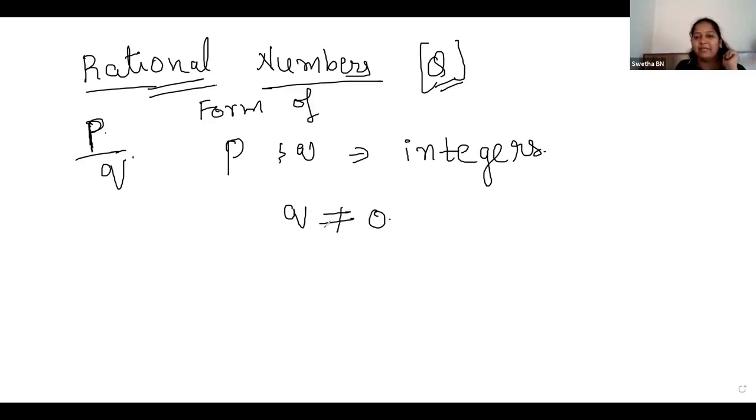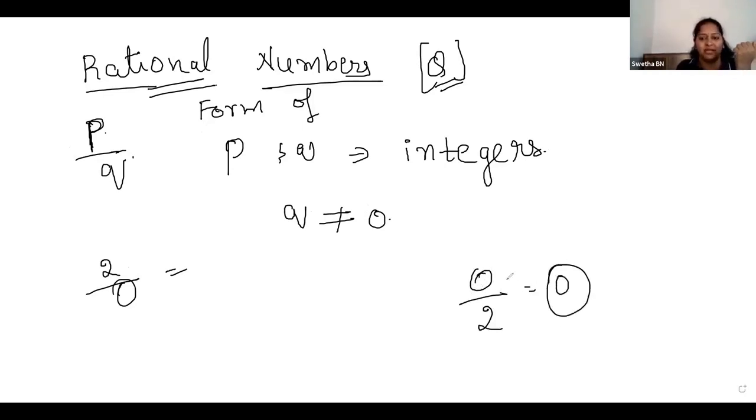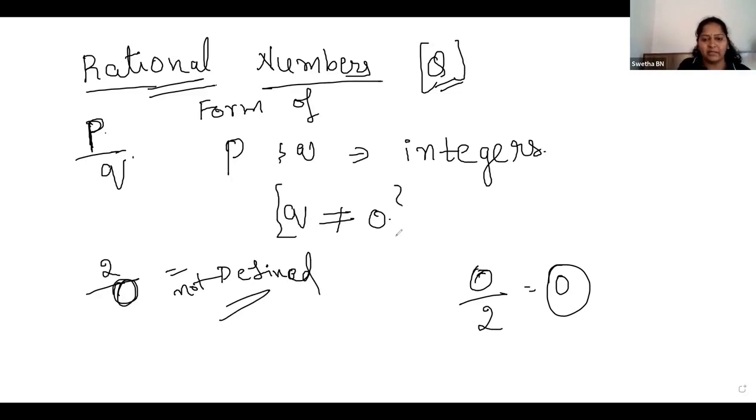Why should Q not be equal to 0? If it becomes 0, what happens? For example, what is 0 by 2? 0 by any number, the answer is 0. But what is 2 by 0? If the denominator is 0, it is not defined. It is not defined, children. So we cannot write it as 2 by 0. That's why we should write the condition whenever you write the definition.